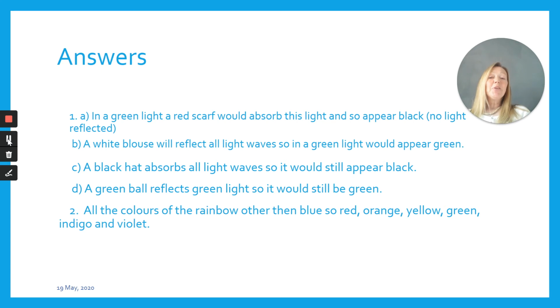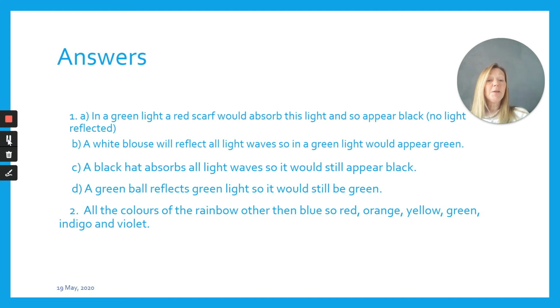So with green light, the red scarf actually absorbs the green light, and so of course there would be no light reflected, which would make it appear black. A white shirt reflects all of the colours, so because it's only the green light that's been shone and reflected, it would appear green. Black hat, as we know, it appears black because it has absorbed all of the colours, and so it would still appear black. A green ball, on the other hand, reflects green light, and so it would still be green.